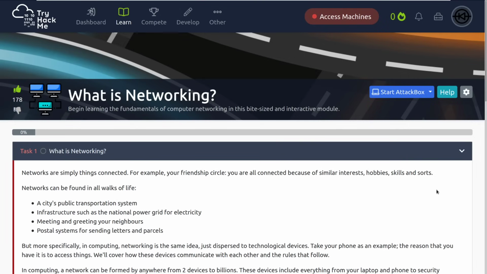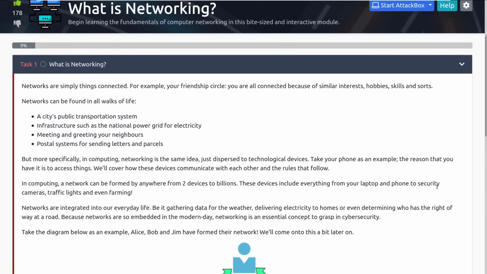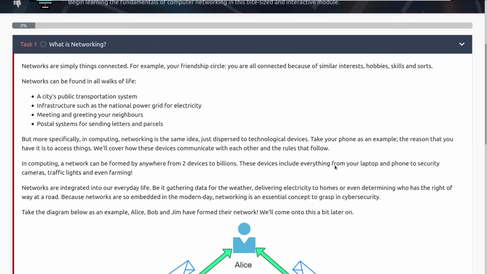Begin learning the fundamentals of computer networking in this bite-sized and interactive module. This is a really cool module. I believe it had some new technology introduced into it by our developers. Very excited to go through this, and it should be a nice one. Let's go ahead and dive into task one, What is Networking?